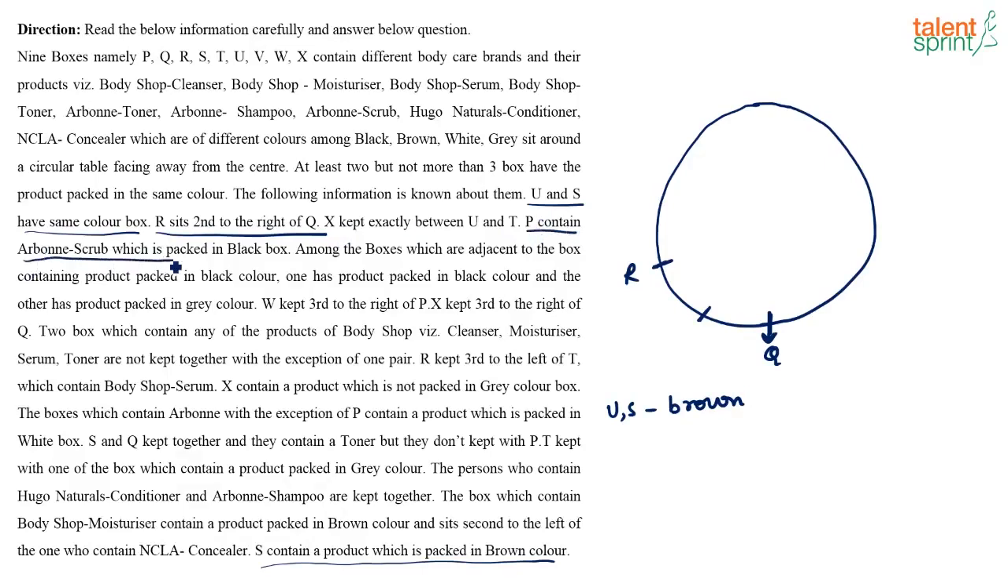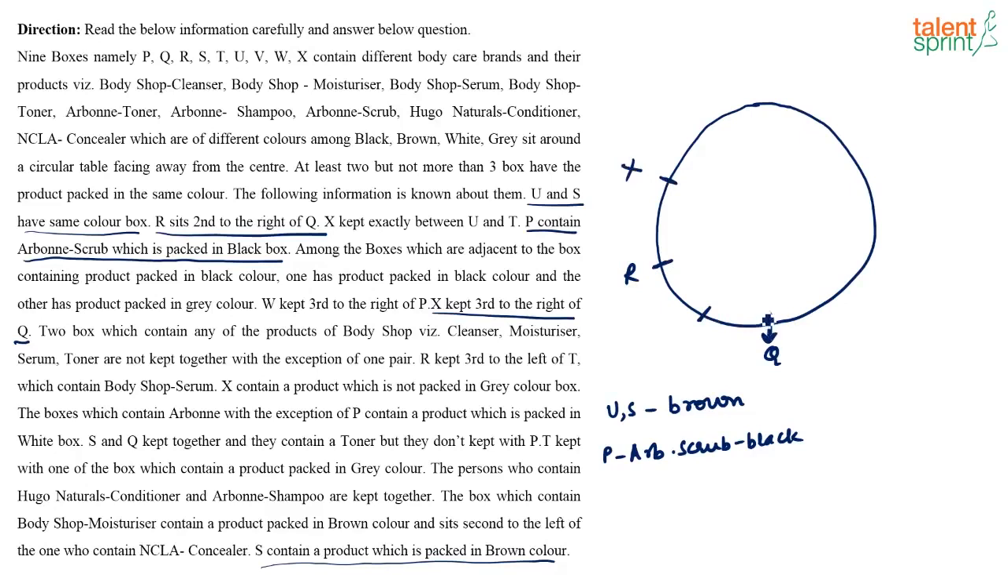P contains Arbonne Scrub, which is packed in a black box. I'm just writing it down like this. Among the boxes which are adjacent to the box containing product packed in black color, one is packed in black color and the other in grey color. Let's wait for that information, let's not use it right now. Then W is kept third to the right of P, X is kept third to the right of Q. So where will X be? Third to the right means this side again: 1, 2, this has to be X.